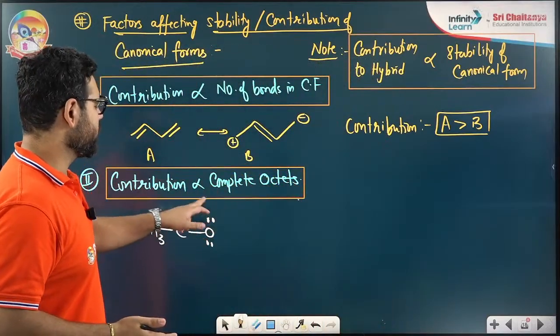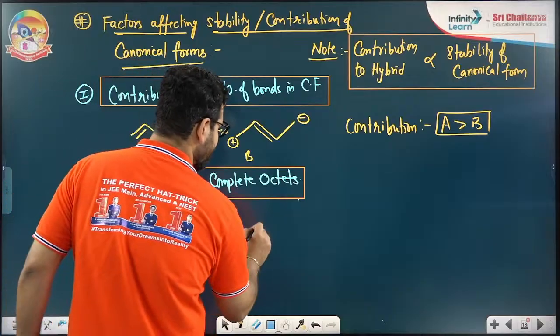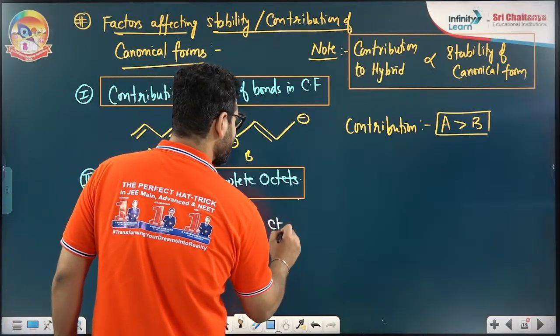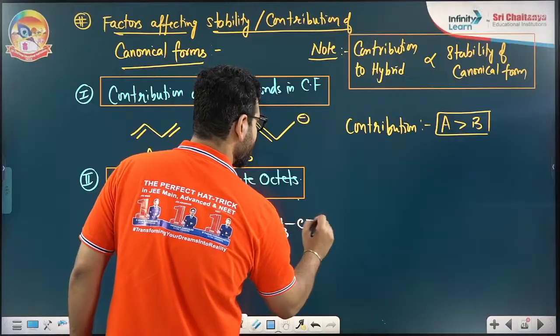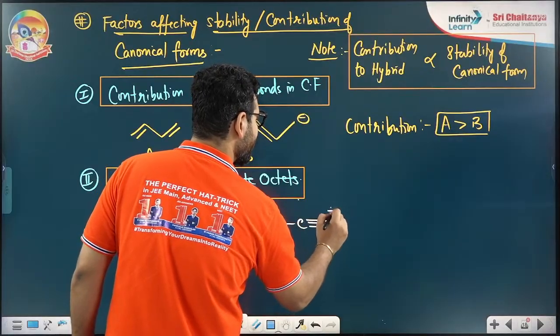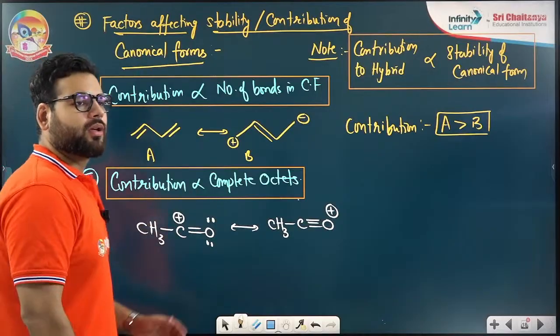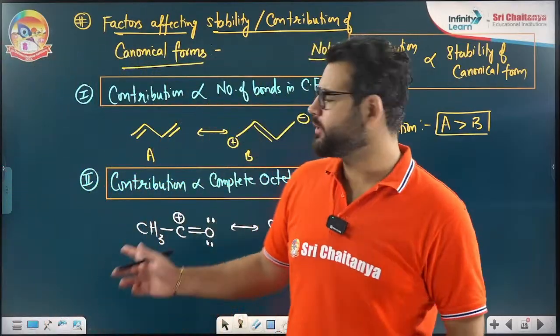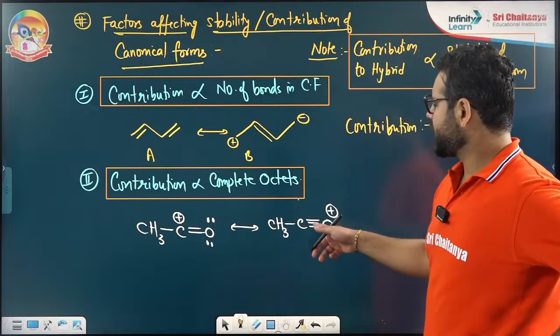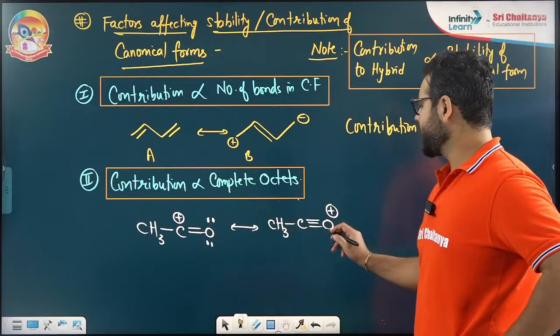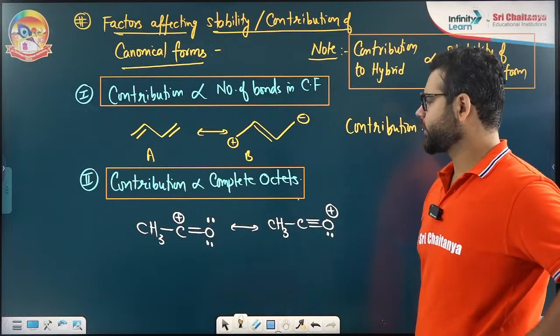So I can say lone pair become pi, and its next resonating structure is going to look like this: CH3 C triple bond O, and O will get a positive charge because O has lost its electron. Okay, so among these two, again, B is more stable than A, because in B, this carbon has complete octet. This oxygen also has complete octet. Do not worry about it.